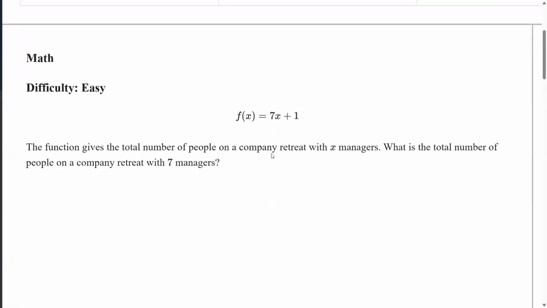The function gives the total number of people on a company street with x managers. What's the total with 7 managers? Just substitute: 7 times 7, 49, plus 1, which is 50.